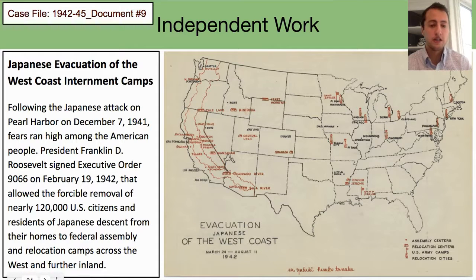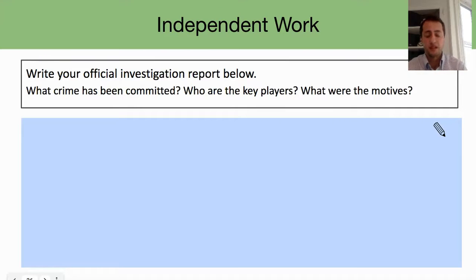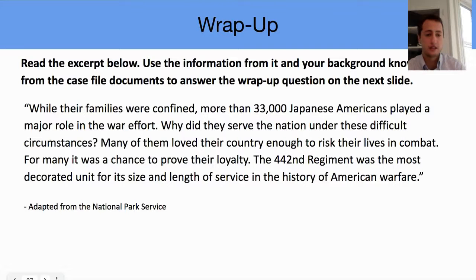So after using all of these documents and adding to their chart, to their graphic organizer, they are going to write their investigative report. Now, this really can be what you want it to be. So guide students on how involved their investigative report should be, but they should definitely be answering what was the crime, who were the key players, and what were the motives. And in my next video, I'll show you a pretty brief example of an answer. And then there is a slide here for that answer.